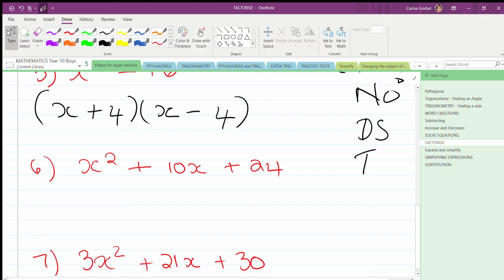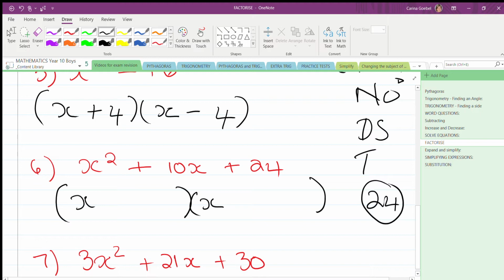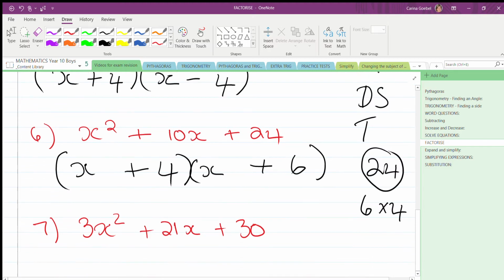So you're going to have two brackets, place your x and x. Find the factors of 24 that when you add them give you 10, and that's going to be 6 times 4. 6 times 4 is 24, and 6 plus 4 makes 10. Place your signs at the end. It makes it much easier, especially if there's a minus somewhere. So this is going to be plus 6 plus 4, which will make plus 10.